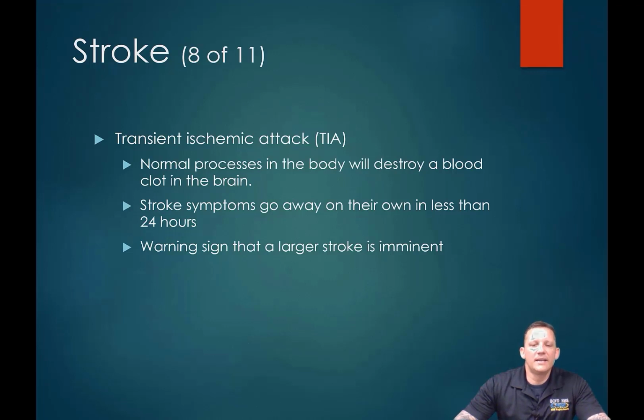This is the TIA, and this is, again, the body resolving the clot on its own, and those symptoms will go away. In this slide, you can see it says that it's a warning sign that a larger stroke is imminent, and that's very often true. Quite often, people will have a large event and then continue to have TIAs later on in life, just because they're already at super high risk to have another large event.